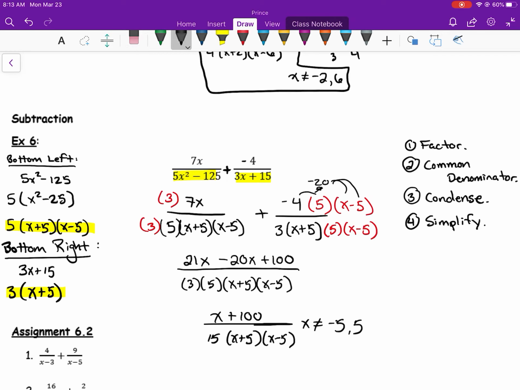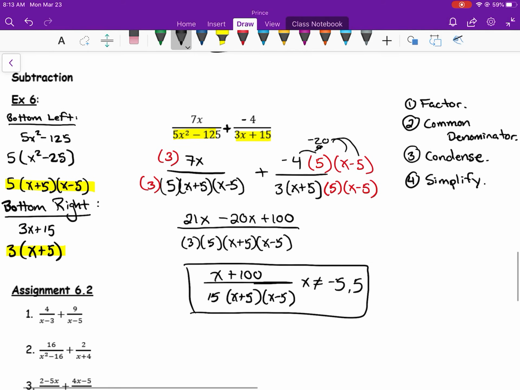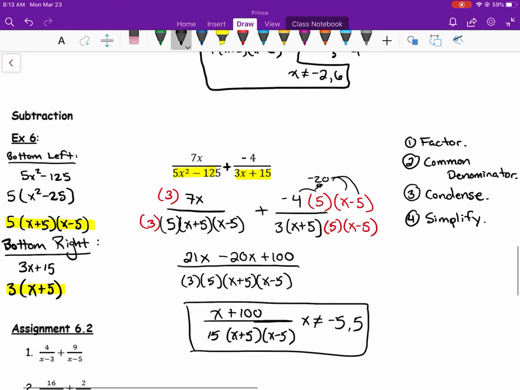Erase my arrows. Bam. There we go. Subtracted. Looks crazier, but this is kind of the process that we go through with it.